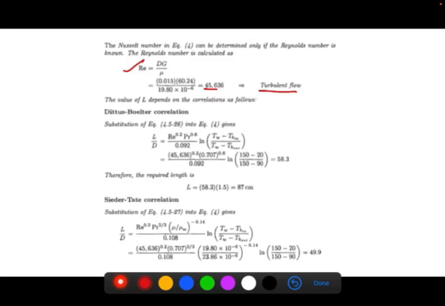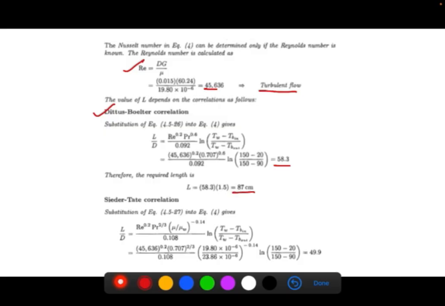Firstly, the Dittus-Boelter correlation. Here we replace the Nusselt number in the L by D equation, so we get the Nusselt number. Then we calculate the L by D ratio, which comes as 58.3. Now we know the value of D, so we calculate the value of L, which comes as 87 centimeter.